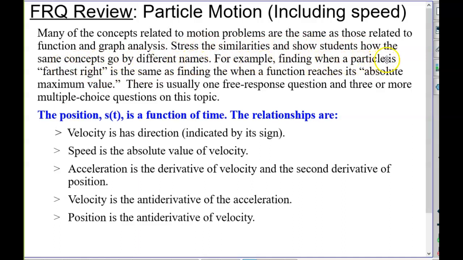For example, when finding a particle that is farthest to the right, that's the same thing as finding the absolute maximum. So if it says when is a particle furthest to the left or furthest to the right, you're thinking absolute max or absolute min. Anytime you go to the right, it's a maximum. Anytime you go to the left, that's a minimum. These values are usually one free response question and then some multiple choice.